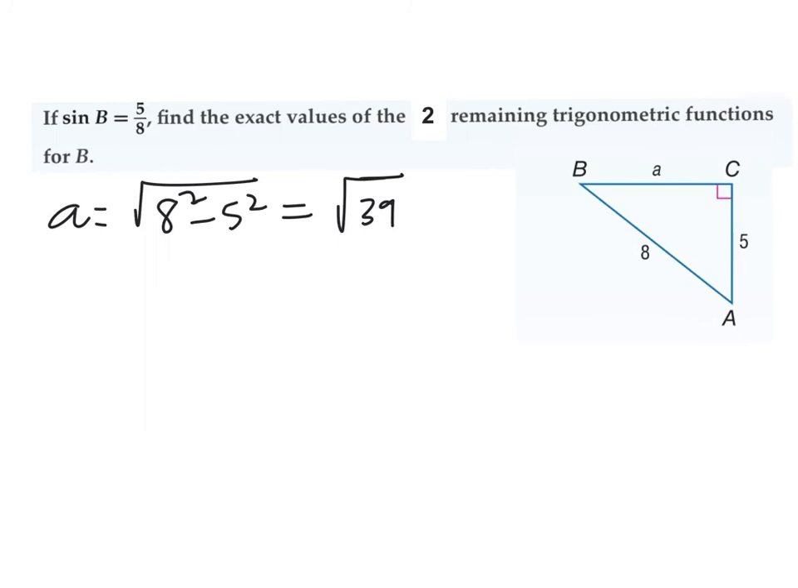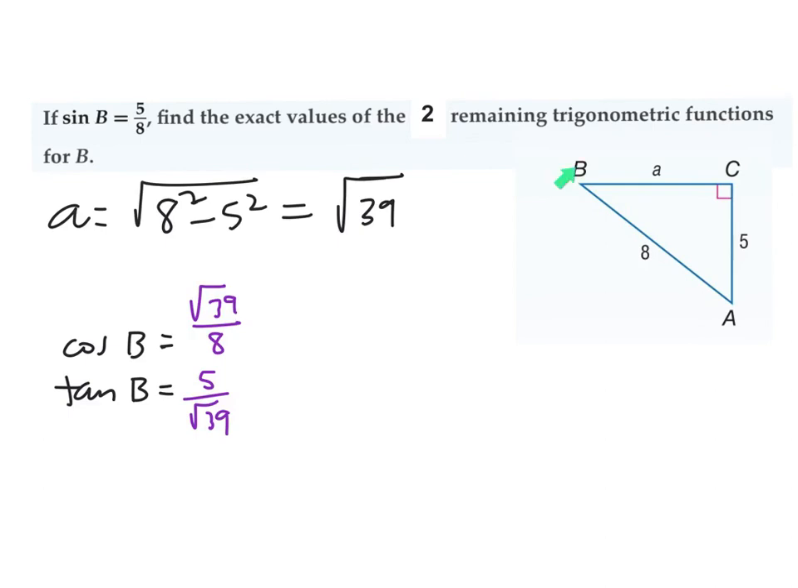Okay, so for the cosine, again, we're looking for the cosine and the tangent. That's what's left. We already have the sine. We're looking for the cosine of b and the tangent of b. So in this case, the adjacent side is a, what we just found. So that's the square root of 39 over the hypotenuse, which is 8. Then for the tangent, I go opposite over adjacent. So 5 over the square root of 39.